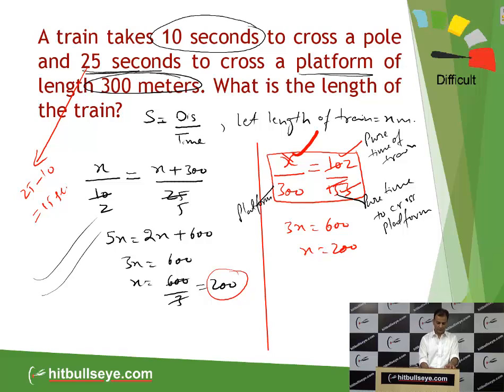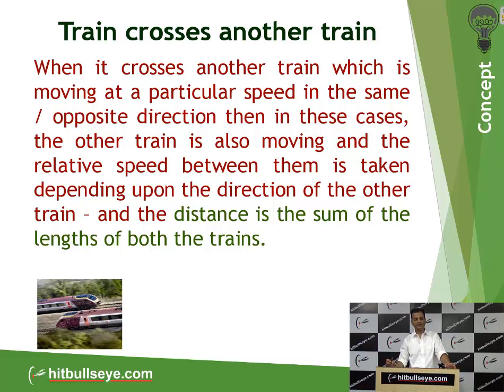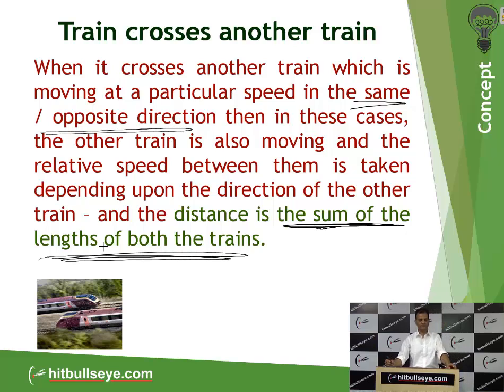Now let's move to the next question. Next concept, you can say: when two trains are crossing each other, whether moving in the same direction or in the opposite direction, then in these cases the distance covered will be equal to the sum of the lengths of both the trains. Whether in the same direction or in the opposite direction, the distance covered will be equal to the length of both the trains.